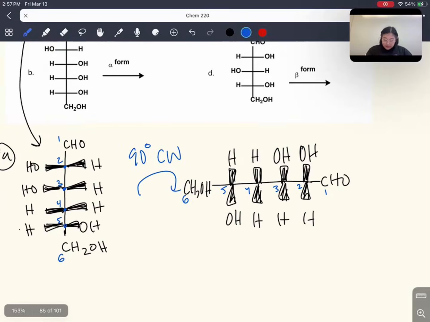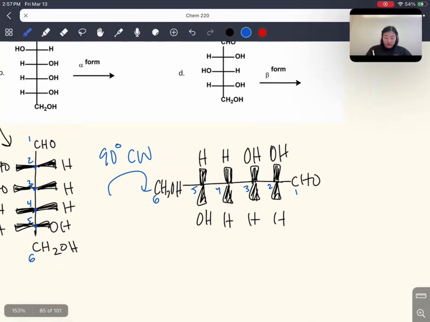Okay, so the next thing that we do is that we need to take this fifth carbon over here, and we are going to rotate that fifth carbon one to the right.